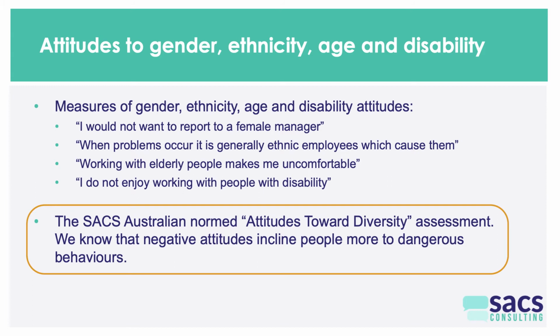And so we normed this instrument, the attitudes towards diversity assessment, and we know that negative attitudes tend to make people more likely to do bad stuff. So if you're strongly racist, then it's much more likely you're going to act in a negative fashion towards people who are ethnically diverse than if you are not that way. Now, one of the other things that we know is that when a person tends to be racist, it's also much more likely that they will be sexist, or that they will be disinclined to people who are elderly or with disability or something like that. So there is a tendency for these characteristics to clump together, but it's not always the case. At an individual level, you can be racist but nothing else, let's say, but most commonly people will have these characteristics shared.